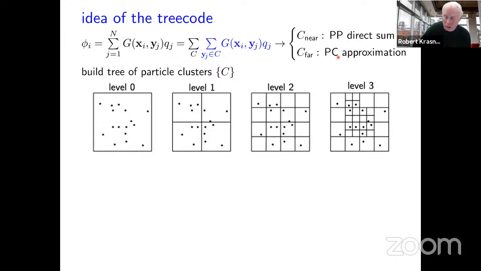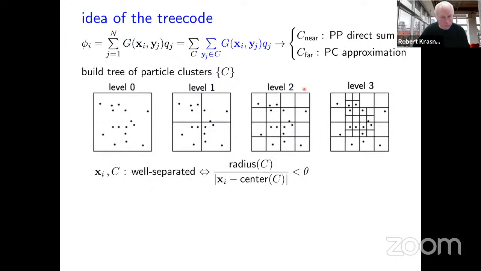Now, what is this particle cluster approximation? Oh, first, what's the criterion for determining whether a particle and a cluster are well separated? So again, focus on a single target particle and examine all the clusters. We look at the radius of the cluster and divide by the distance from the target particle to the center of the cluster. And this is a user-specified parameter. If this ratio is smaller than the epsilon we chose, then we can do this approximation. I haven't told you yet what that approximation is. That's going to come.